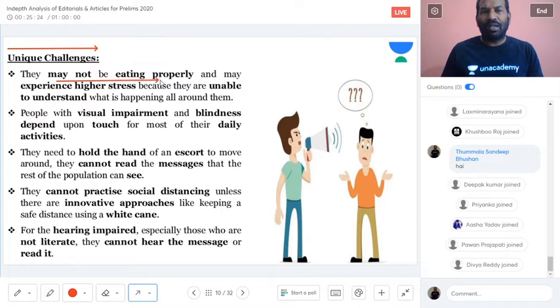Generally, they may not be eating properly because they are disabled. Even to eat, it is very difficult for them because the faculties, that is the different parts, are not the same as a normal or healthy human being. So they cannot eat properly and may experience higher stress.